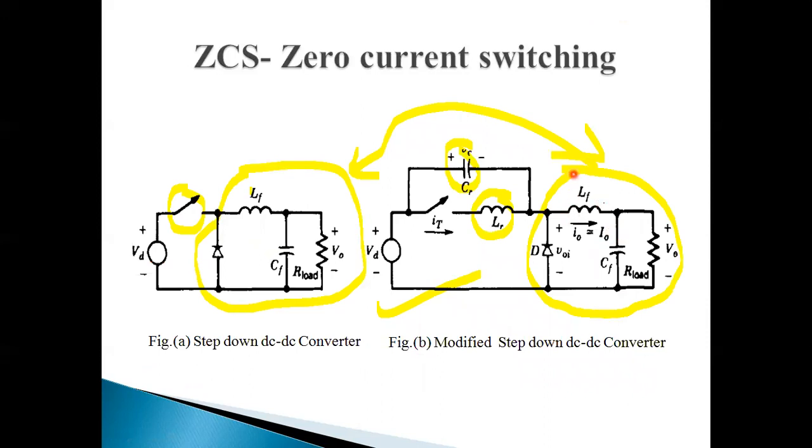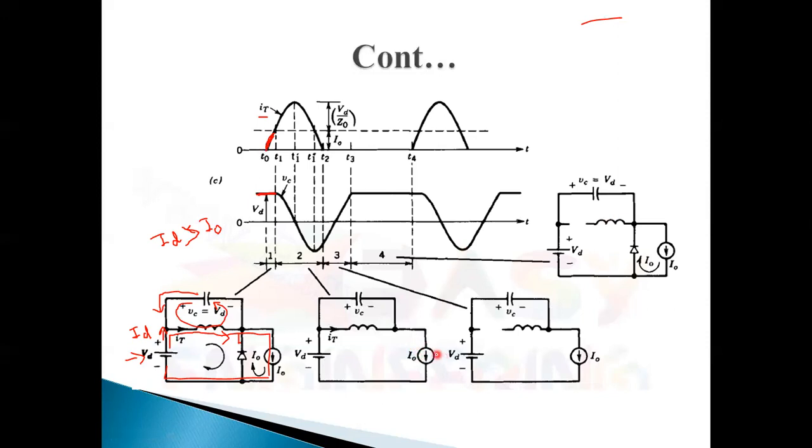This LF inductor is working as a current source here. So it loses some energy. After turning off of this diode, the current is flowing through this inductor, and after then current is flowing through this I0. I0 means LF inductor, which is the filtering inductor. It is also an inductor now, so it can consume some energy.